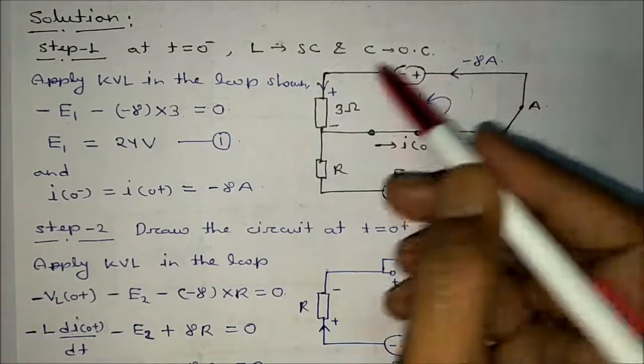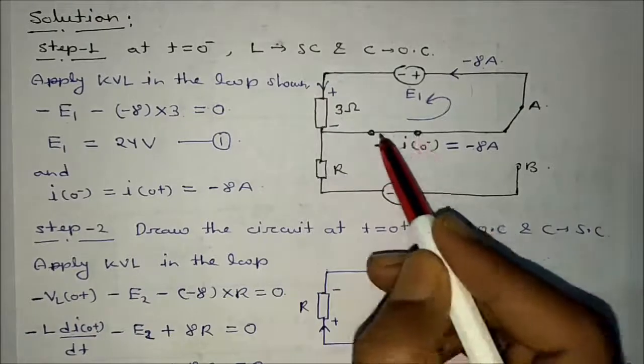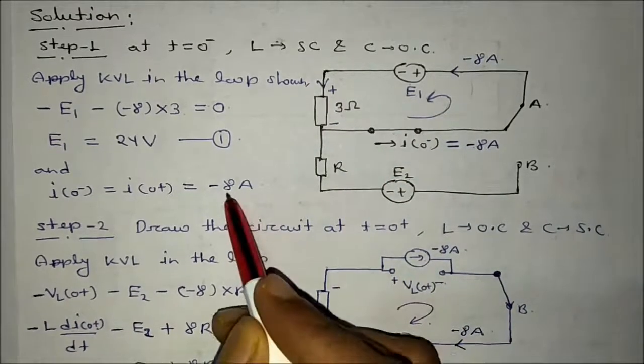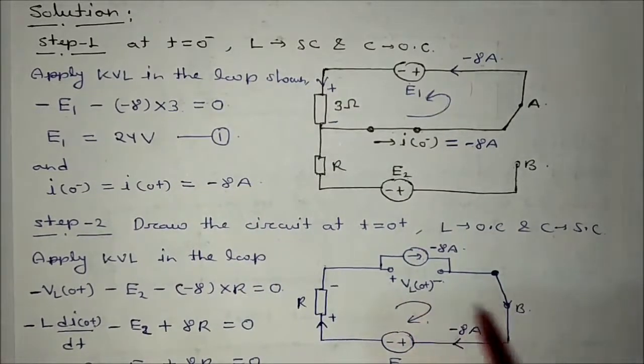This section will be removed, so this will be replaced. Here the inductor has been replaced with the current source. That value is minus 8 ampere. So this will be VL0 plus. This is the circuit that you have obtained.